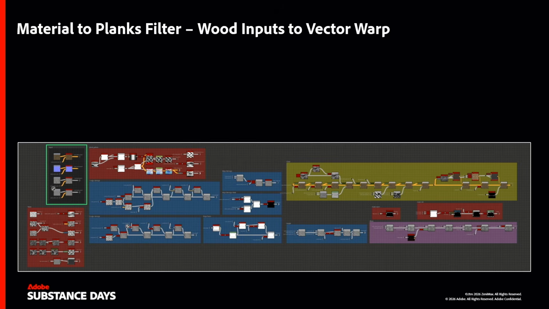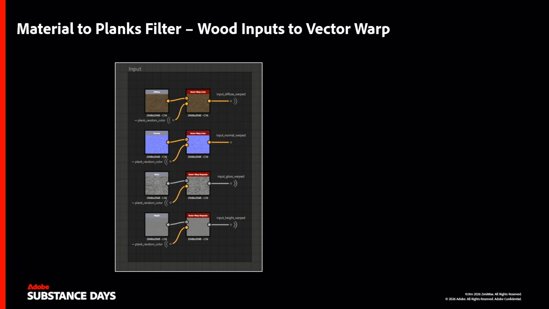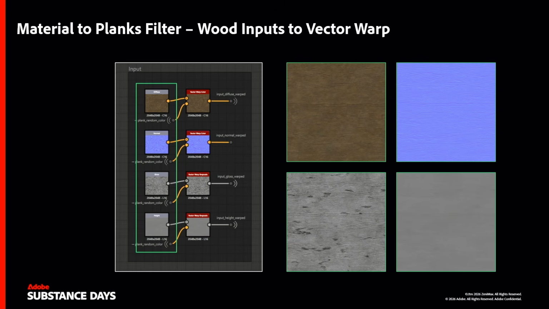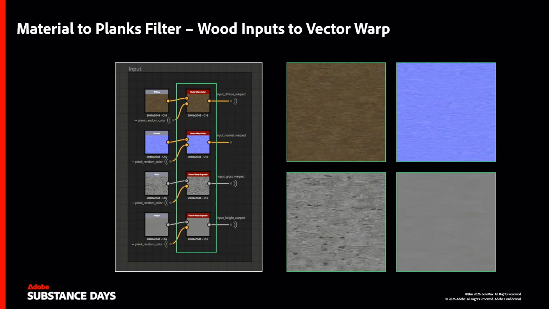We also have the base wood texture inputs, which are then fed into a vector warp with the random color texture we created earlier. This makes the wood texture varied across each individual plank.